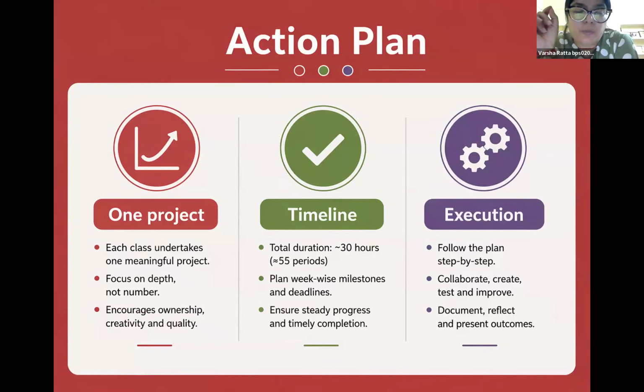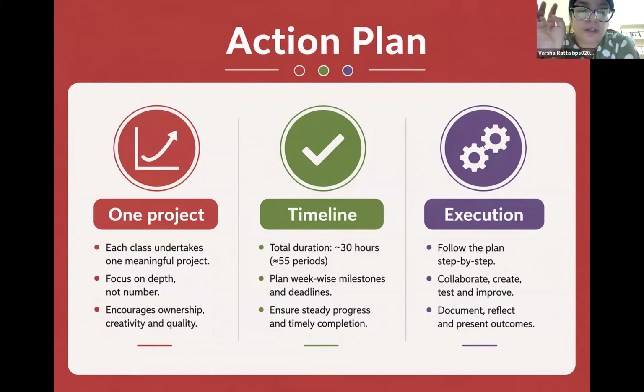Each class has to take one meaningful project from all the three domains. That is also very important that you have to keep in mind. Focus on depth and not on number. ज्यादा नंबर्स पे ध्यान नहीं देना है, बट आपको डेप्थ ध्यान देनी है कि जो भी प्रोजेक्ट आपने लिया है, this project has to finish in time. This project, the children have to learn something through it.